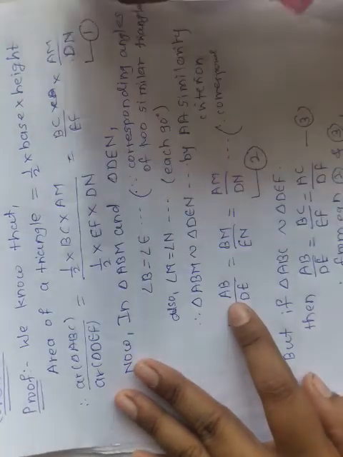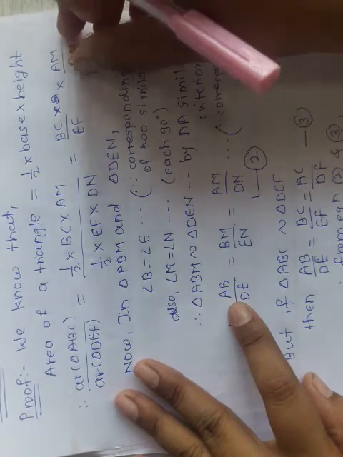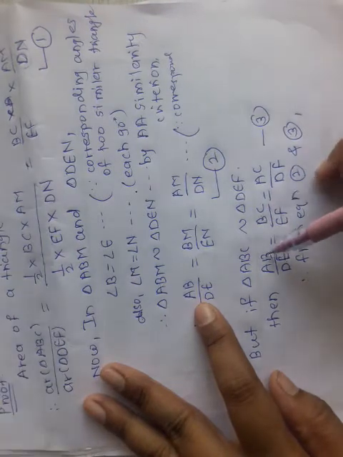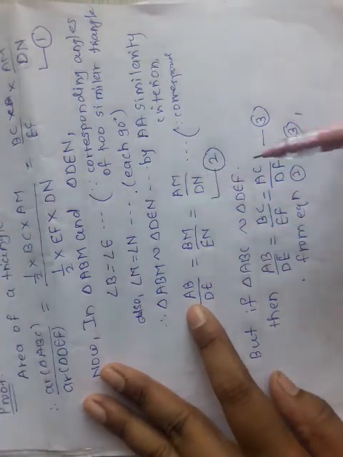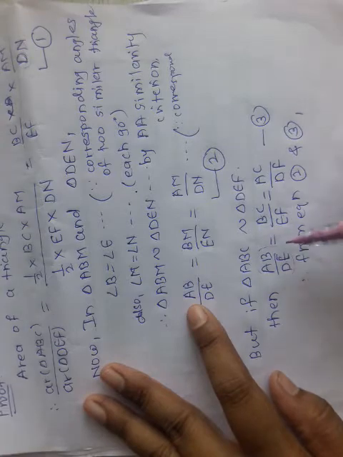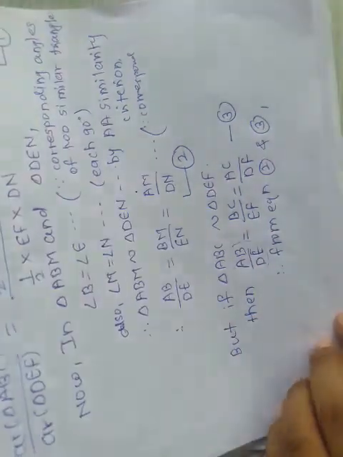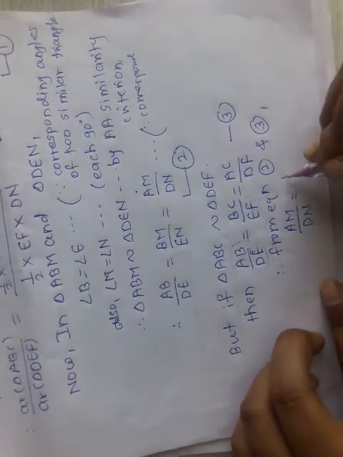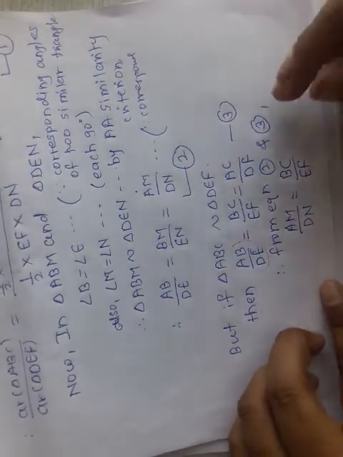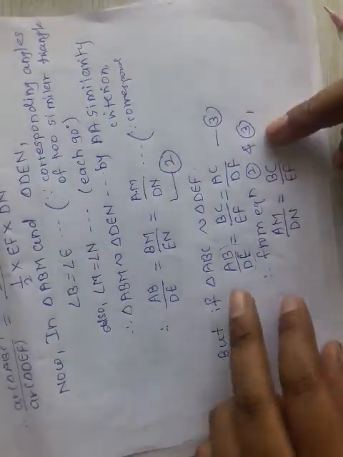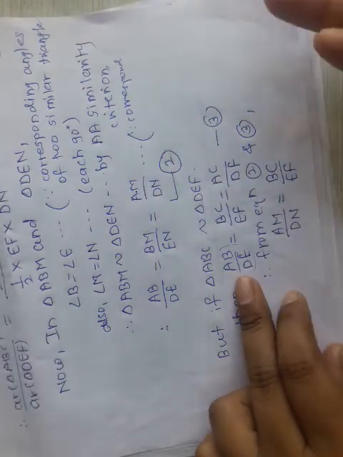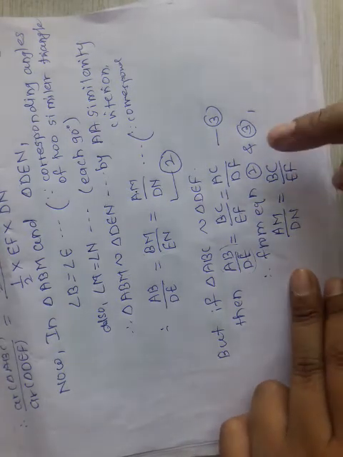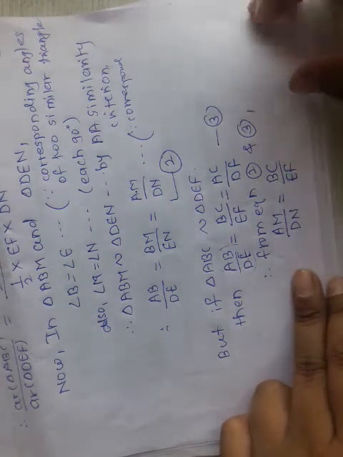In equation 1 that we have written, instead of AM upon DN we need BC upon EF, because we have to show the square. So if this AB upon DE is equal to AM upon DN, and AB upon DE is also equal to BC upon EF, then from equations 2 and 3 we can write AM upon DN is equal to BC upon EF.